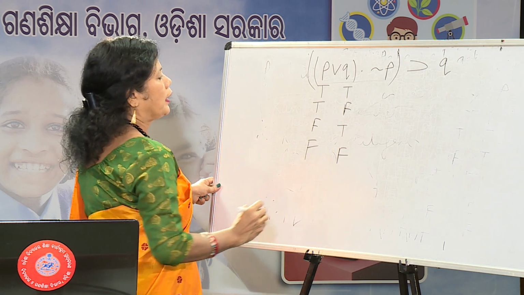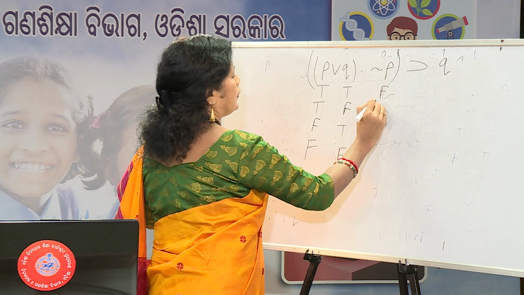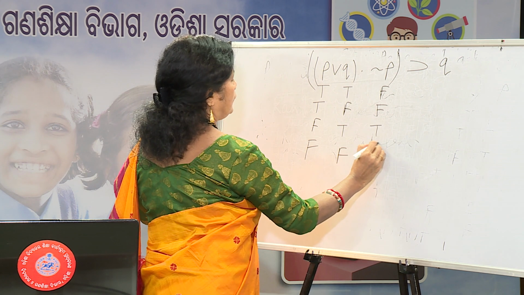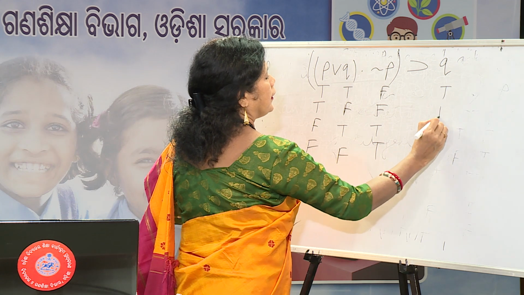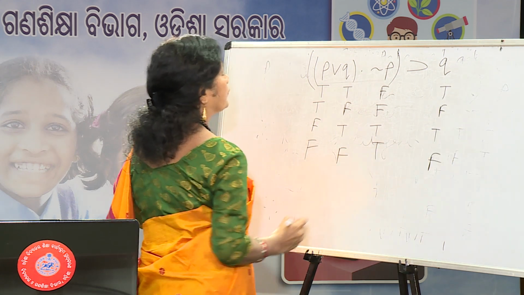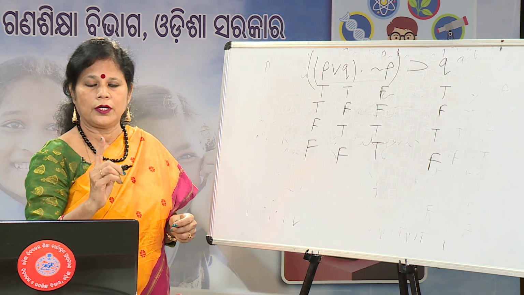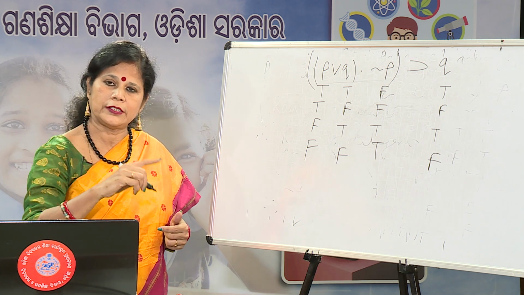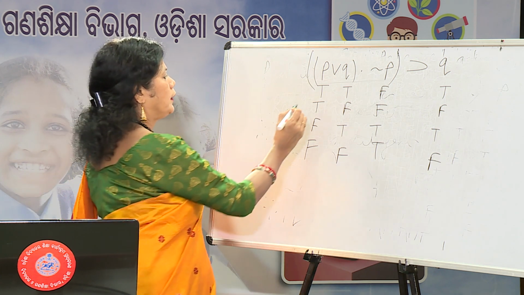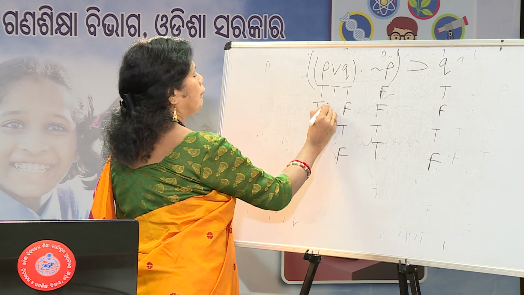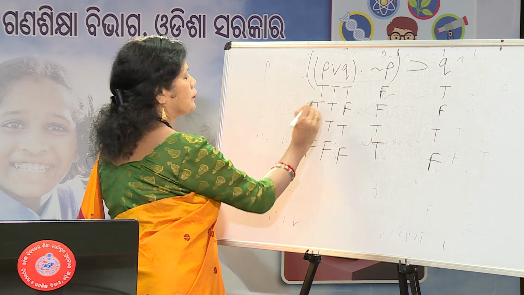Okay. Now, for not P we can write F, F, T, T, F, F, T, T. Then Q we write T, F, T, F. Okay. P or Q. P or Q is true when both are true, when one is true. It is false only when both are false. Okay. T T T, T F T, F T T, F F F. This is your P or Q.